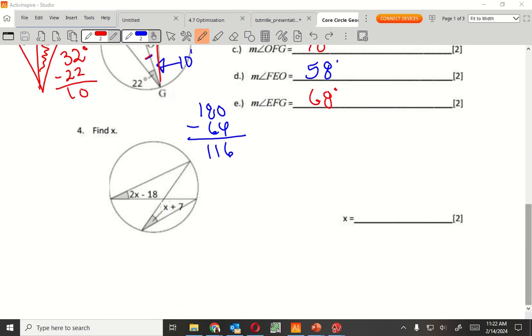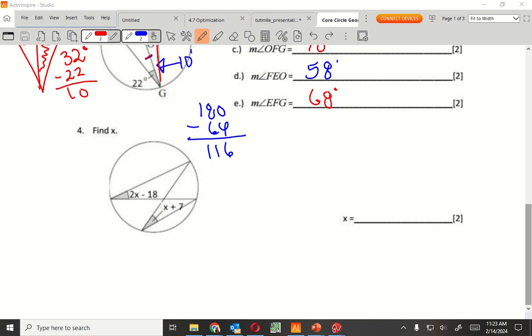Find X. The story of my life. That's why I always tell you guys, seriously, find my X. See what I did there? Hey, do you get it? Find my X. Anyway, all right.